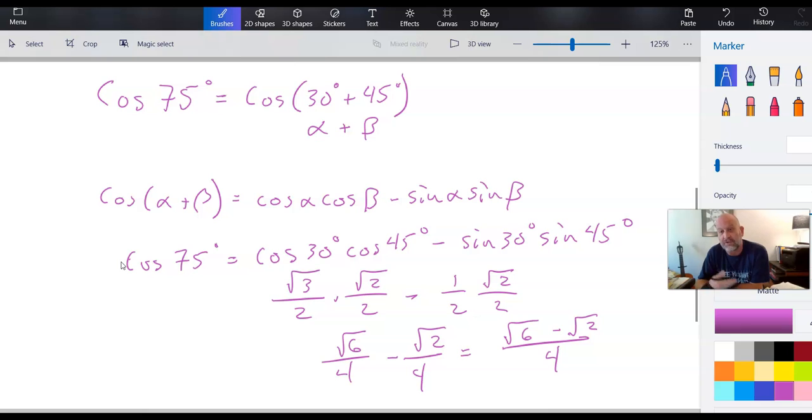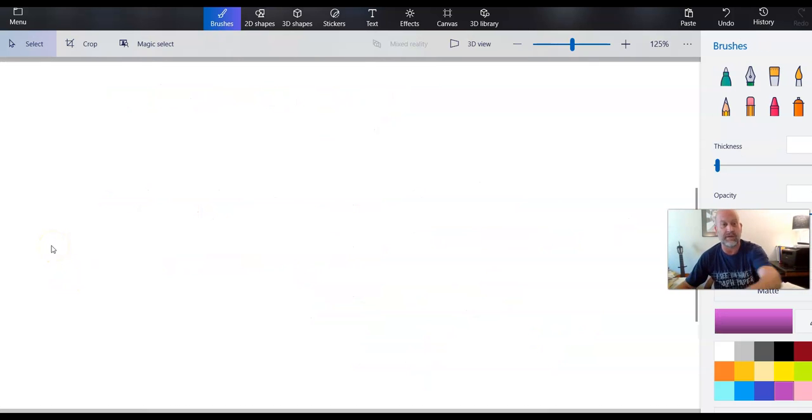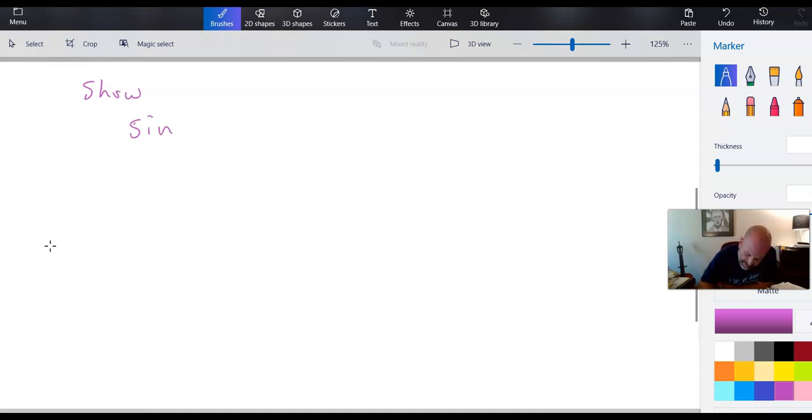Other times they're used to verify other identities or to create other identities. So let's take a look at one of those. Let's say we are trying to demonstrate, we want to show that sine of x plus pi over 2 is equal to cosine x.